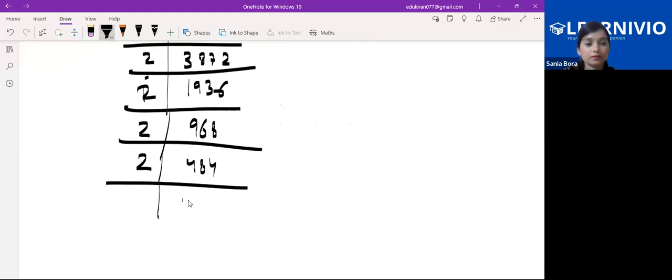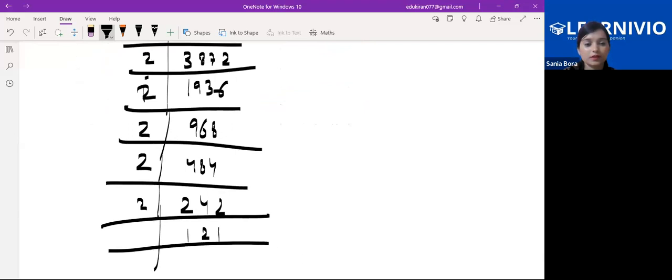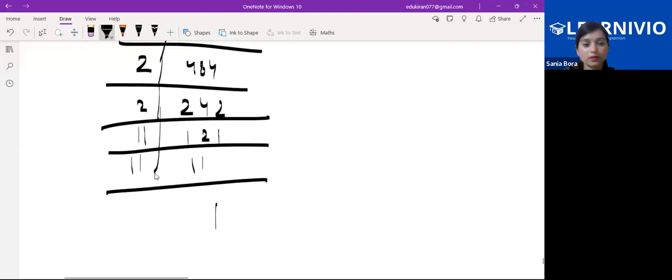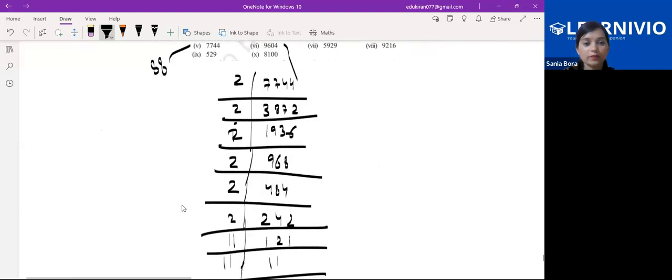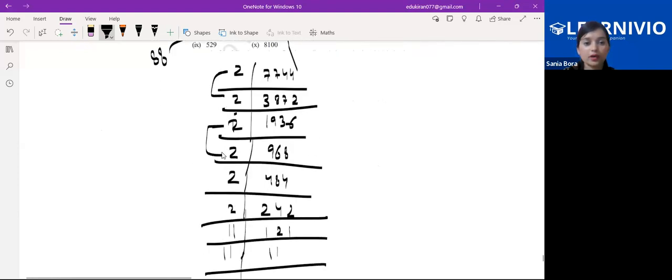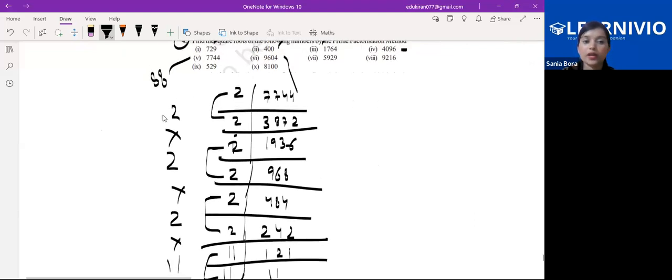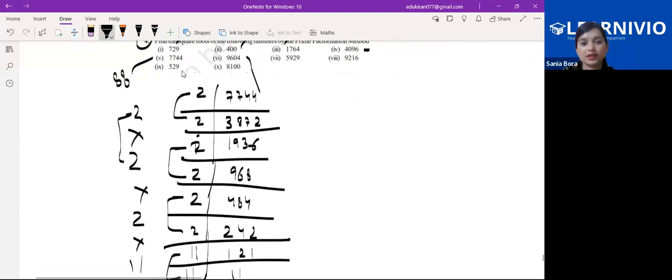Now, how did you get it? 121 is the square of 11. So 11 and 11 and 1. Over here it's 2, here also 2, here also 2, and here 11. So 2 multiplied by 2 multiplied by 2 multiplied by 11, and the answer would be 88. 2 multiplied by 2 is 4. 4 multiplied by 2 is 8. 8 multiplied by 11 is 88. Clear? Everybody?